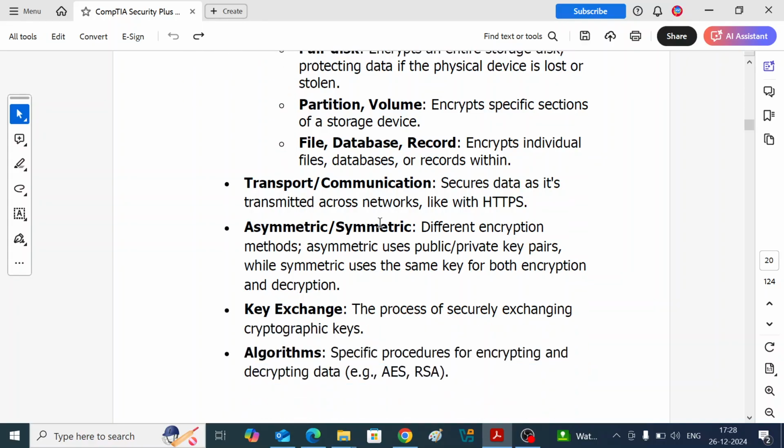Next one is asymmetric and symmetric. I just told you about asymmetric and symmetric. What exactly do they mean? Symmetric, just understand, means same key. Asymmetric means it's not the same key. It's two different keys. One is public, one is private.